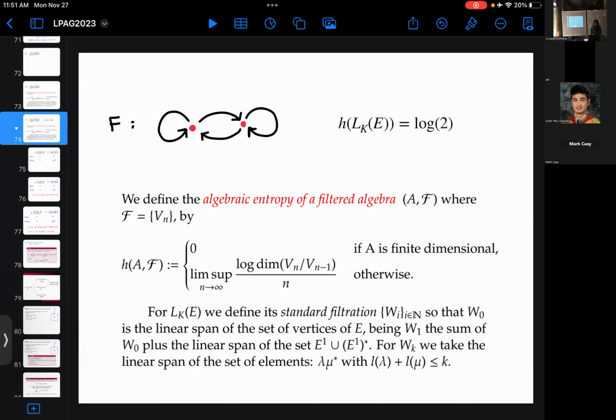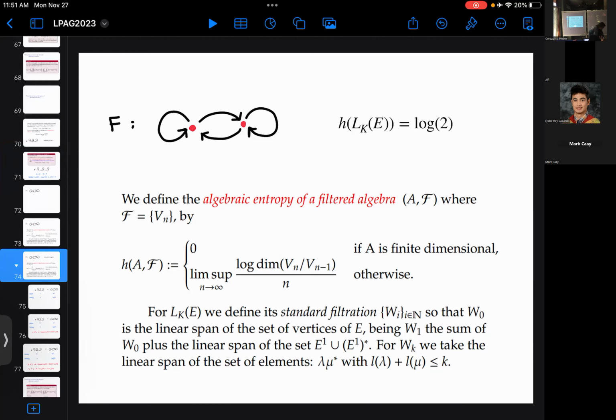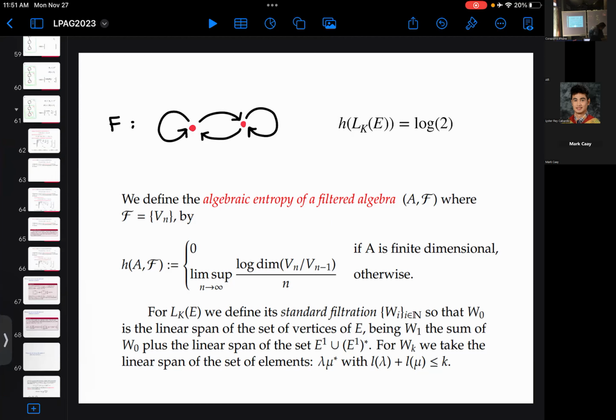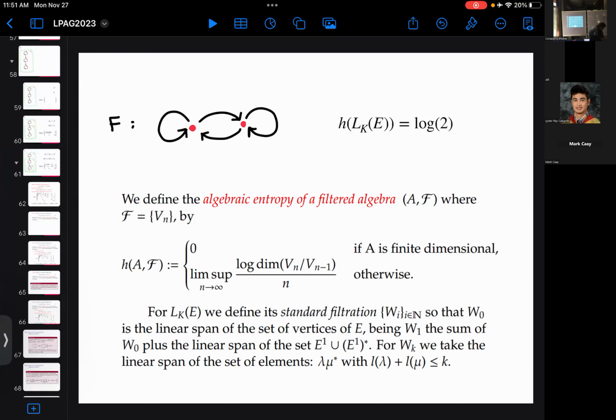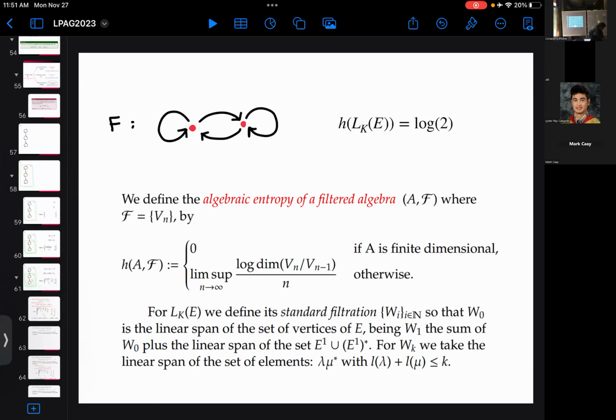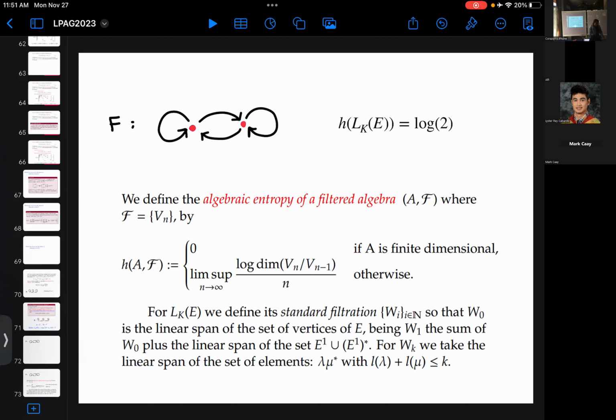I also have a question. For the Gelfand-Kirillov dimension, you have a formula there where you just look at the graph and then you find the dimension. But for algebraic entropy, did you also have that one? Or not yet? Did you put it there? No, I did not put it. That's why I didn't say.